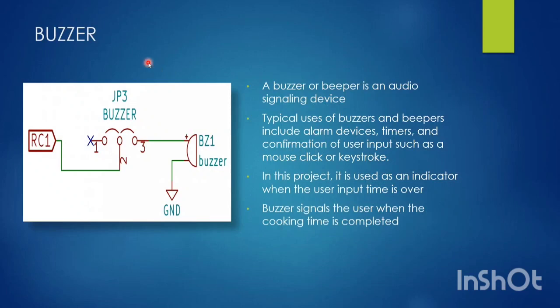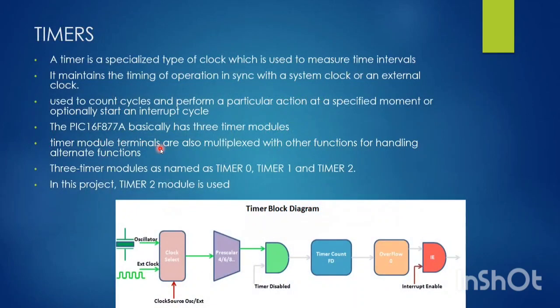And this is the buzzer. As I said earlier, the buzzer is used for selecting the convection. In the convection mode, if we give a temperature value greater than 250 degrees, the buzzer will be on, and after the entire cooking process is over, the buzzer will be on as an indication. Next, about the timers.